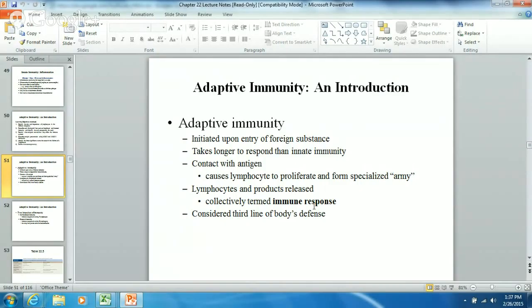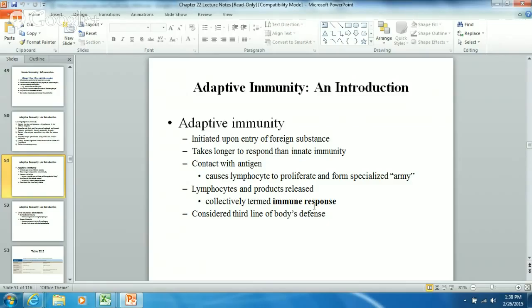Lymphocytes, along with the different chemicals that they release and the proteins such as antibodies, are all known as the immune response. So the immune response is when your lymphocytes, the antibodies, and all the chemicals they release form a process that ultimately allows you to gain some type of immunity. And of course, it's considered the third line of the body's defense because it's completely internal.